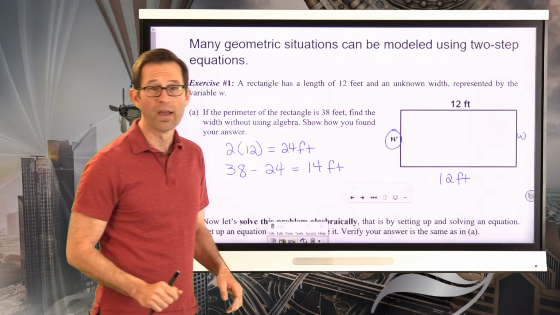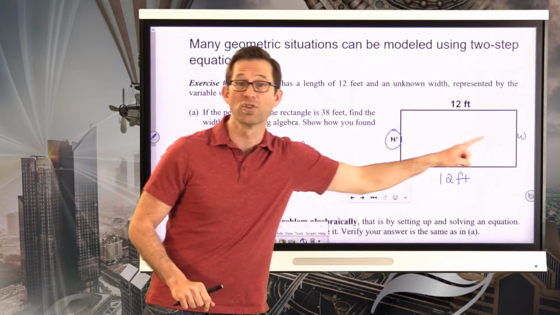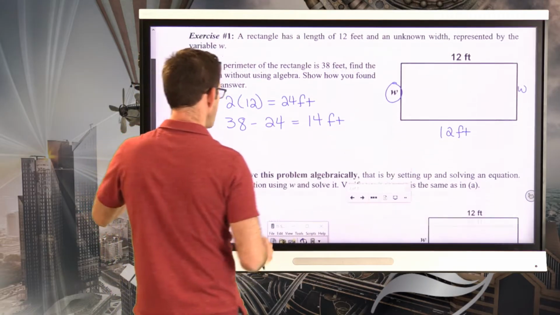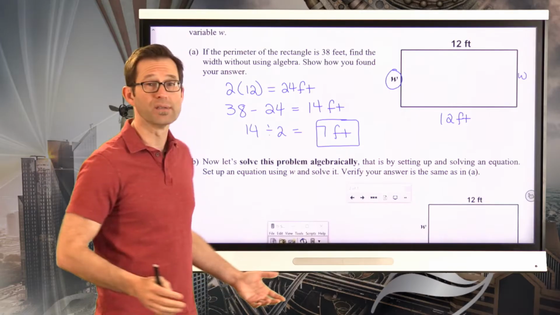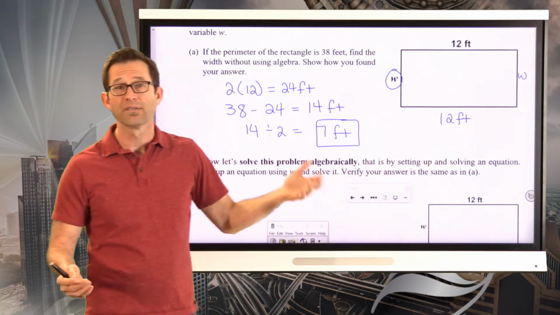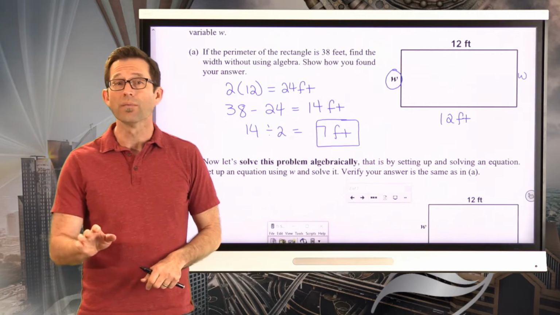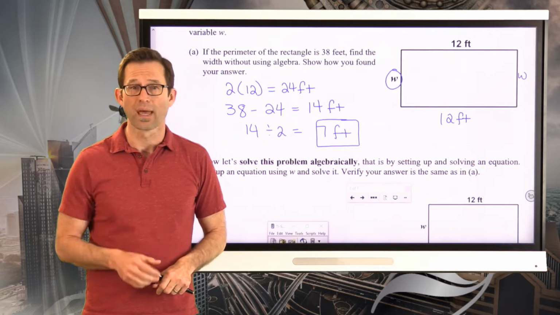Now keep in mind that 14 feet has to be dedicated to both of these two, both of those two widths. So then I would probably take my 14 feet, divide it by 2, and I'd find that my width must be 7 feet. And again, it's quite easy to check, because I could do 7 plus 12 plus 12, see if it's equal to 38, which it would be. So it's actually relatively easy to do this problem without using algebra.